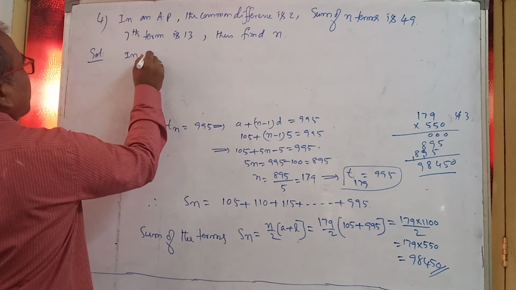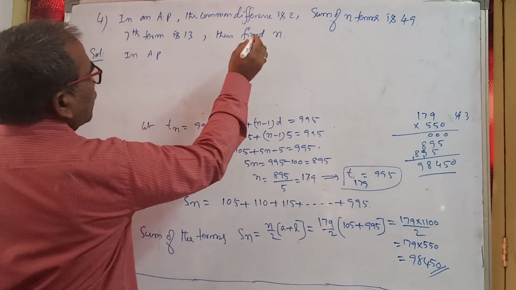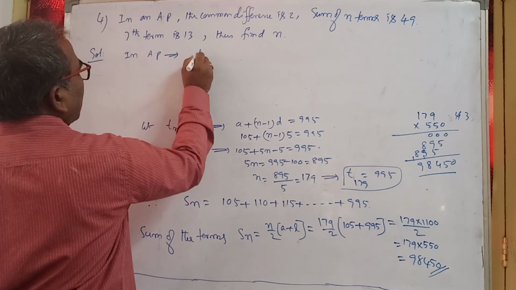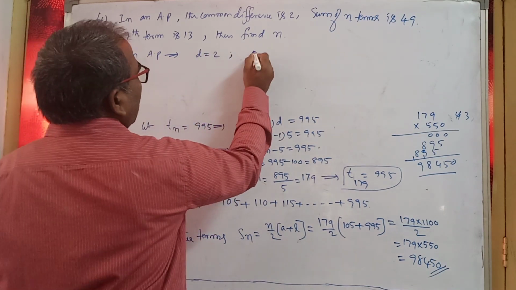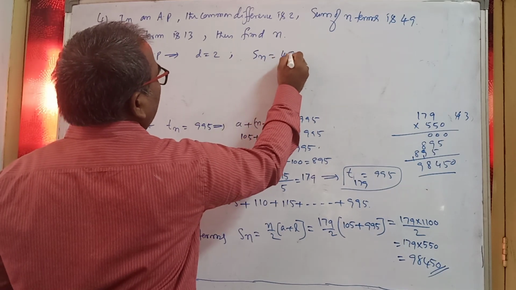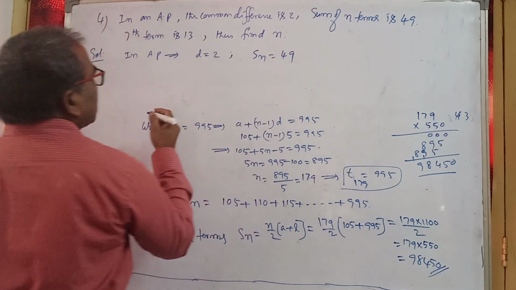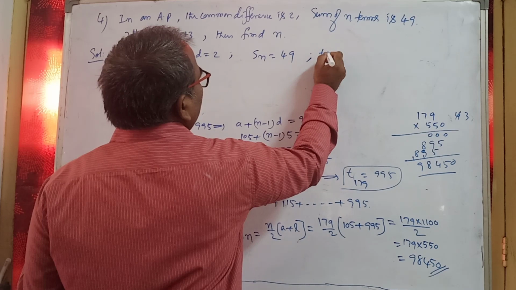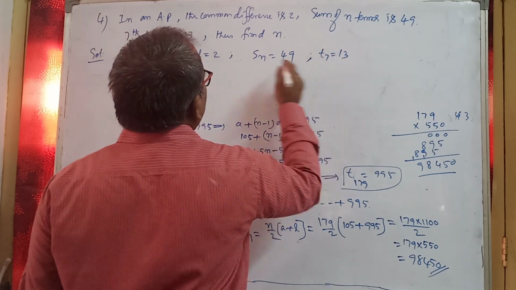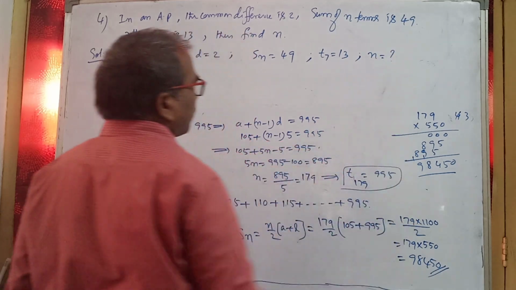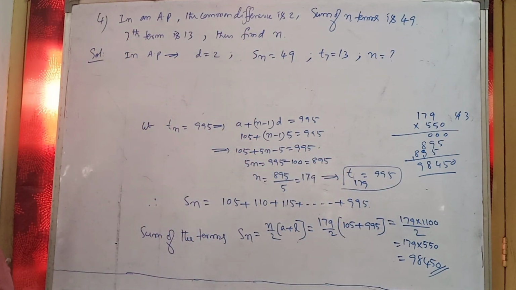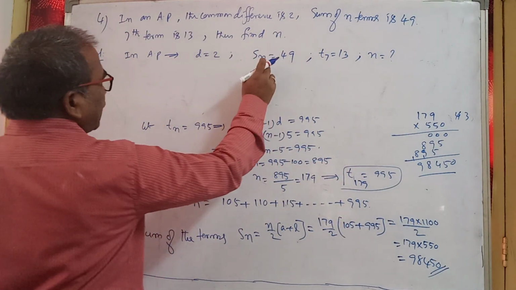In the AP, the common difference is given: d is equal to 2. Sum of n terms, Sn, is given as 49. Seventh term T7 is 13. Then they are asking what? n is equal to question mark. This is the given data.